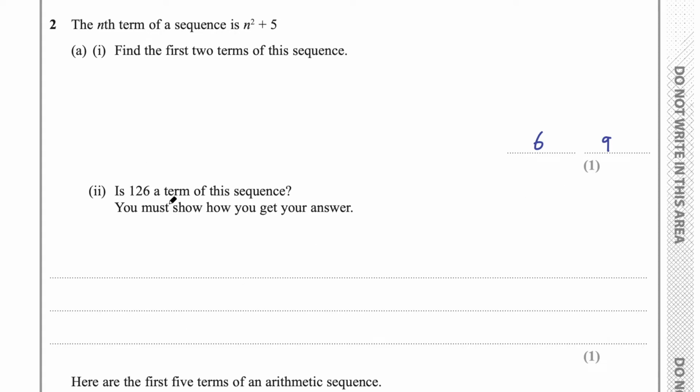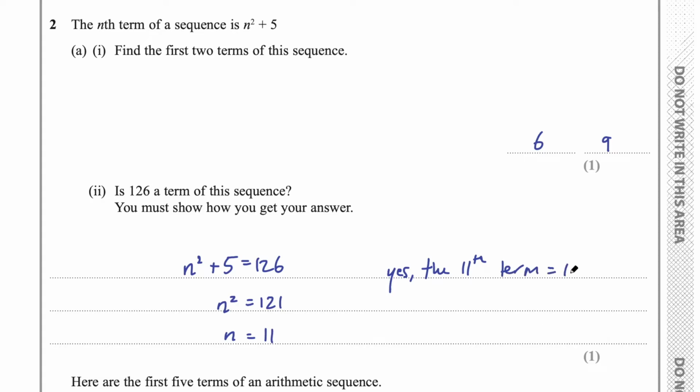Part 2 says, is 126 a term in this sequence? You must show how you get your answer. So what we could do is let this nth term equal 126 and see if we come up with a whole number. So n squared plus 5 equals 126, and then solve this. Take 5 from the right hand side, n squared would equal 121, and you know that the square root of 121 is 11, and we get a whole number. That means the 11th term is 126, so we can say yes, 126 is a term in the sequence and it's the 11th term. So we could say the 11th term equals 126.